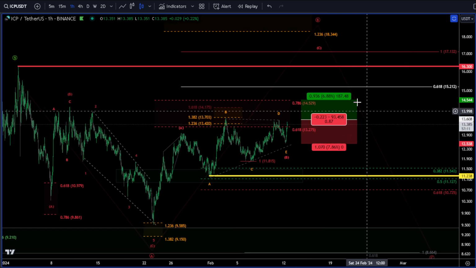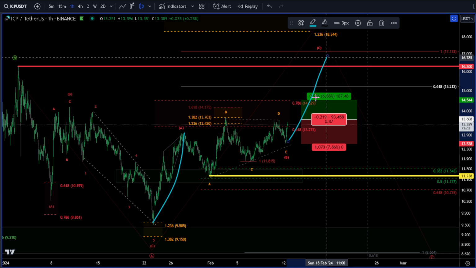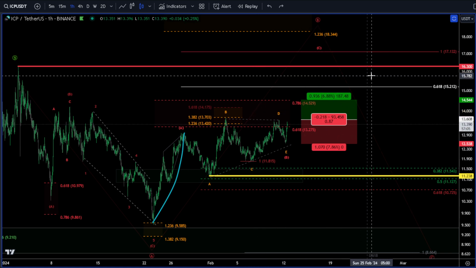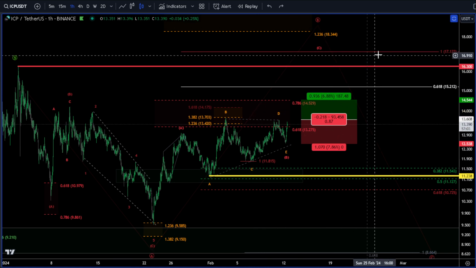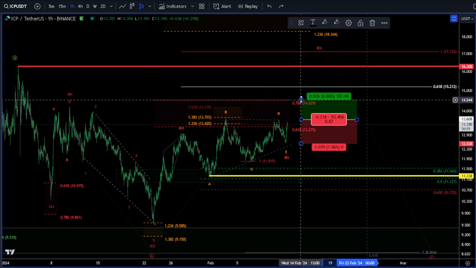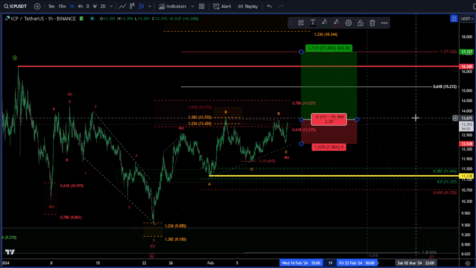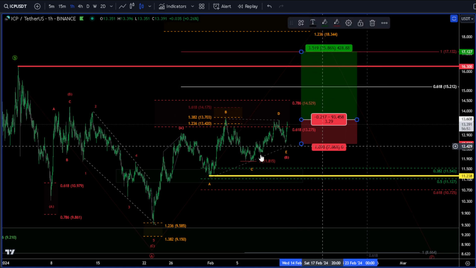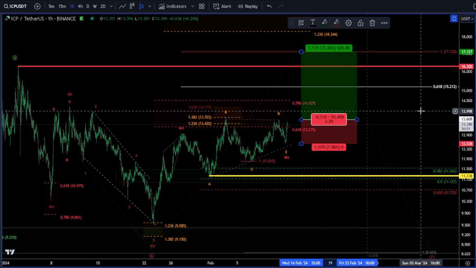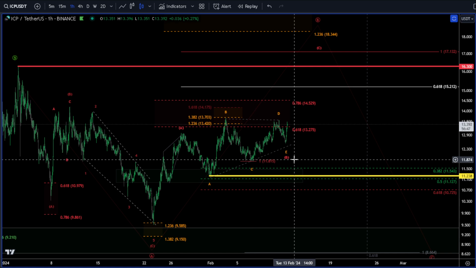And our 1-to-1 extension of this A wave off the E wave would be my target. And that is up here at 1713.2. So if I got triggered into this position, it would be about just over a 3-to-1 risk reward with the stop at the E. That's how I would trade that personally, not financial advice, just what I would do if I wasn't already in.